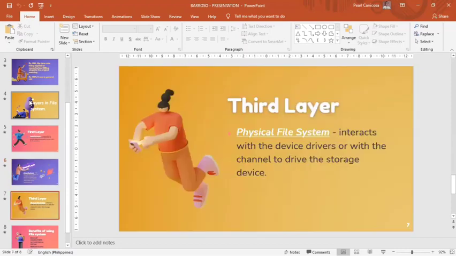And the third layer is the physical file system. The physical file system interacts with the device drivers or with the channel to drive the storage devices. This layer is concerned with the physical operation of the storage device, for example the disk. It processes physical blocks being read or written. It handles buffering and memory management. Next page po.